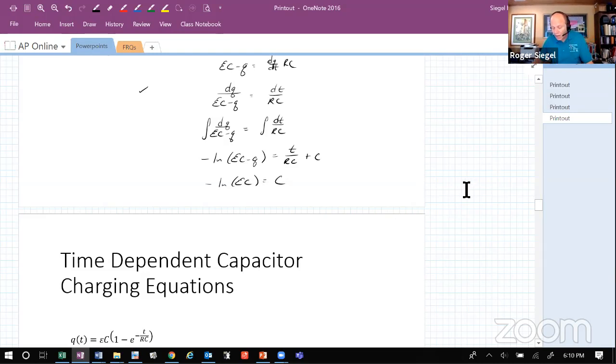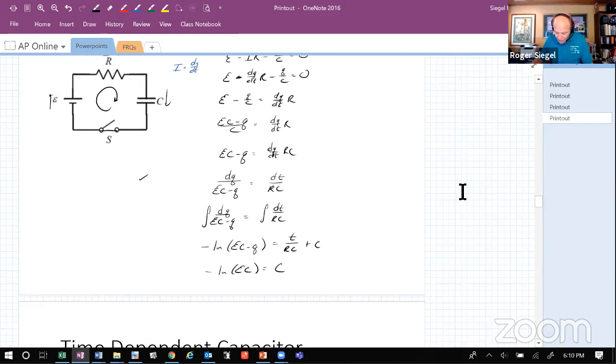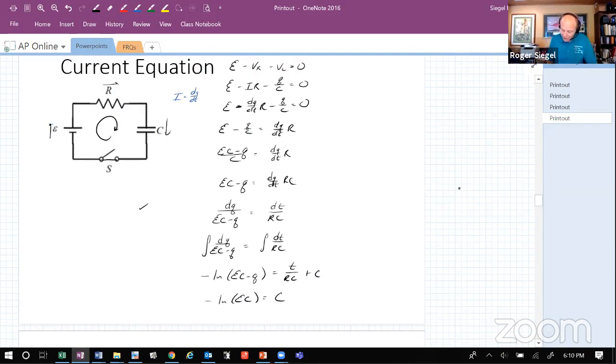So now I have enough information here to put that back in and try to solve this for Q. So I'm going to put the C in here. I'm going to continue up here, and I'll write my equation. So I have a negative natural log of EC minus Q is equal to t over RC minus ln of EC.